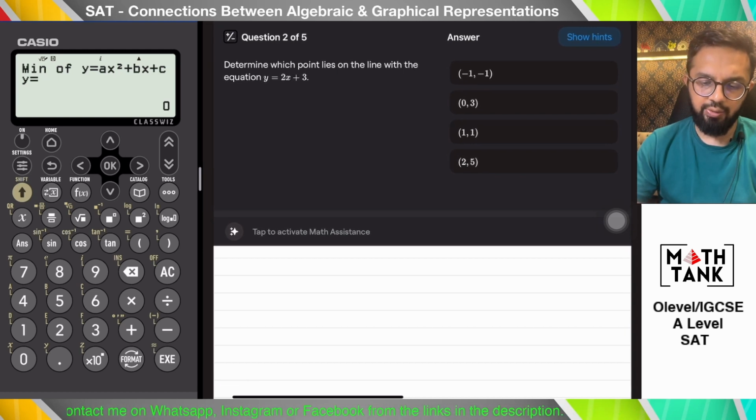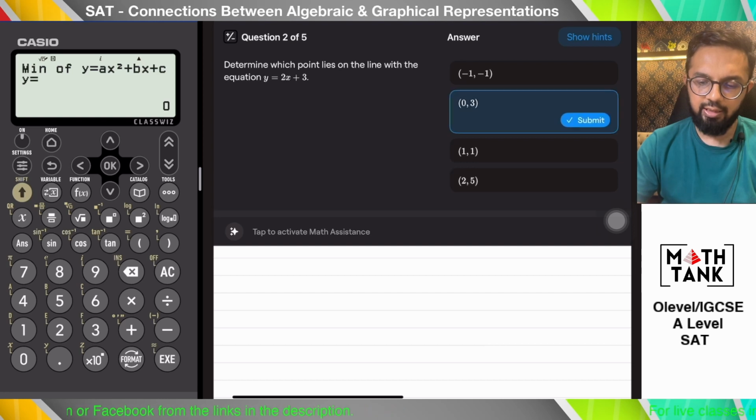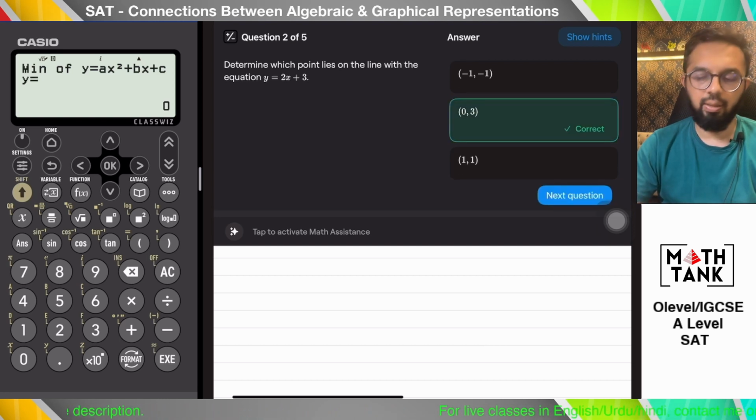Determine which point lies on the line with this equation. So I'll have to do trial and error on the points, but I see that this is the y-intercept of the line, so I can do a direct answer as well.